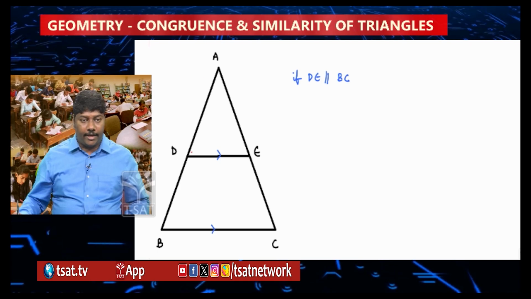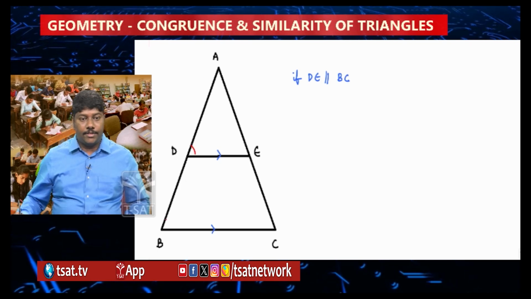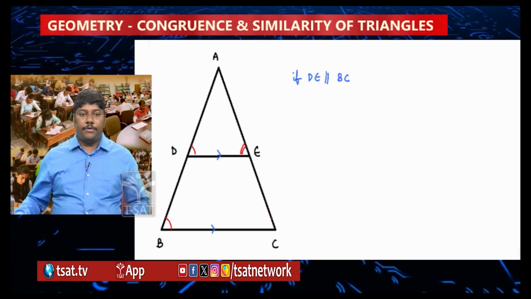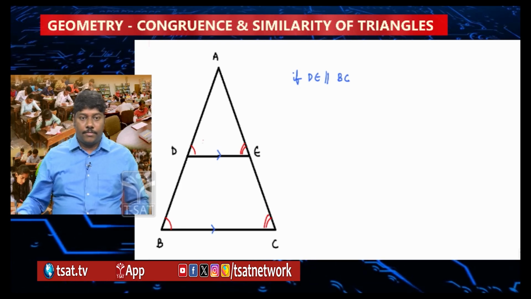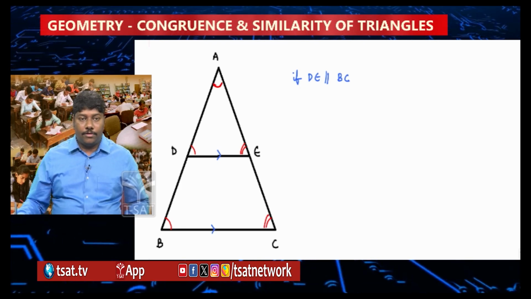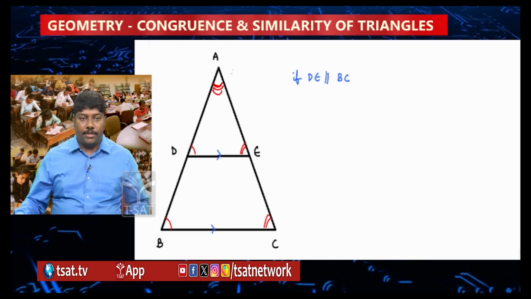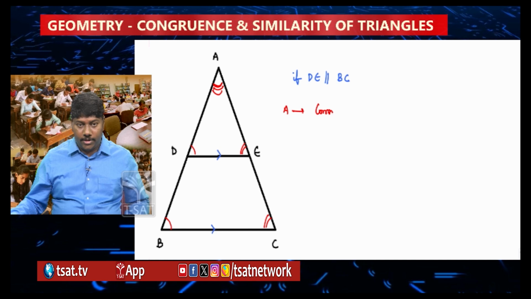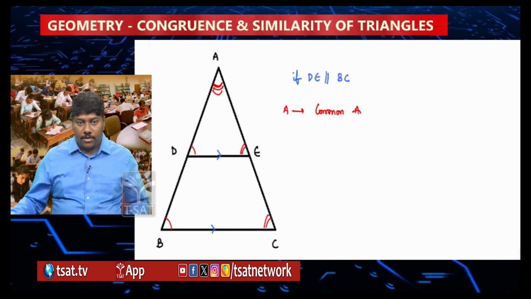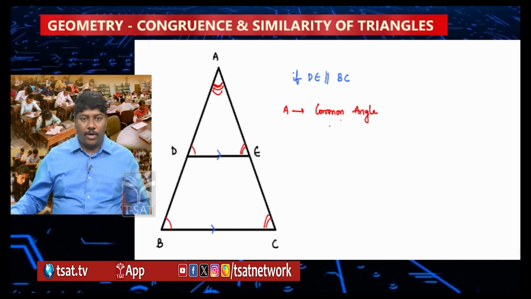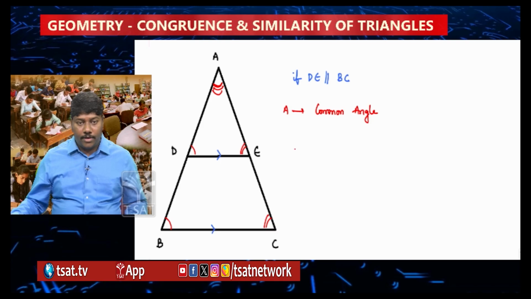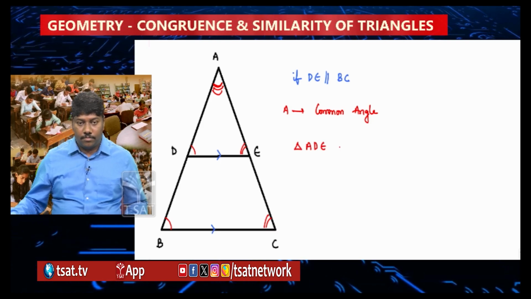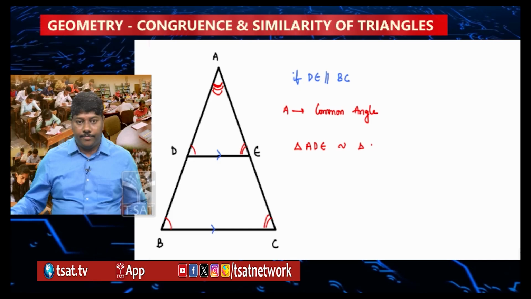Yesterday we have seen about angles. These are corresponding angles. Angle B is equal to angle D. In the same manner, angle C is equal to angle E. And angle A is common to both, common angle for both the triangles. Here, what are the triangles that I am referring to? Triangle ADE is similar to triangle ABC.